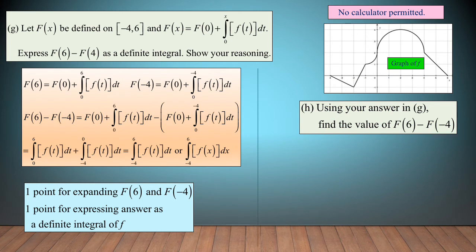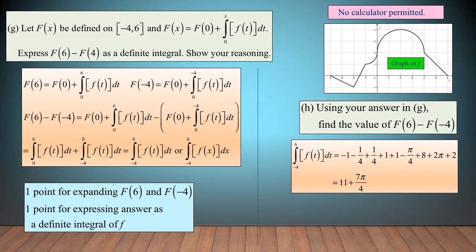In H, we are asked to use the answer we just got in G to find the value of F of 6 minus F of -4. As we just showed, F of 6 minus capital F of -4 is the integral from -4 to 6 of little f of t dt, which is the total accumulated area under the curve. Starting at -4, we go to -2, and our first area is -1. We then have two triangles, one with an area of -1/4 and then an area of 1/4.